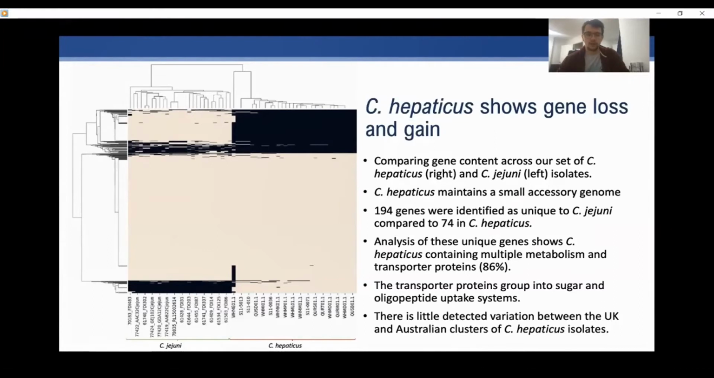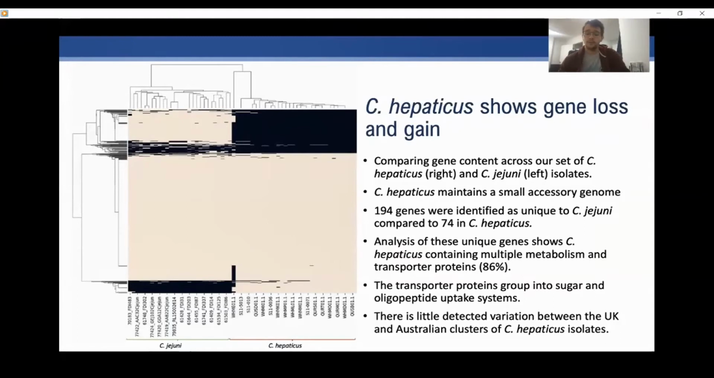There are very few, if any, genes that can be said to be differentially acquired between our C. hepaticus isolates, whereas in C. jejuni, across the same sources and time frames, you can see a quite wide range of genes being present in some isolates and absent in others, giving this quite wide accessory genome, which is absent in C. hepaticus. Then we can look at genes that are present in C. jejuni, present in C. hepaticus, but absent in the other.